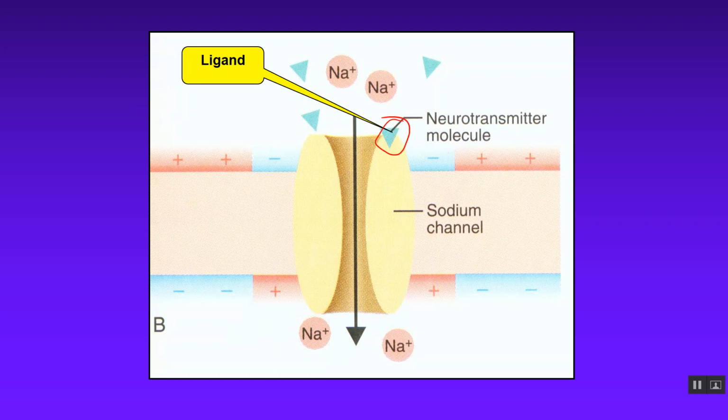So the neurotransmitter is the ligand, okay? So that's what I mean there. Binding to a protein channel, causing a conformational change in that protein channel to allow it to open up. And then when it releases after a few milliseconds, then it closes again.